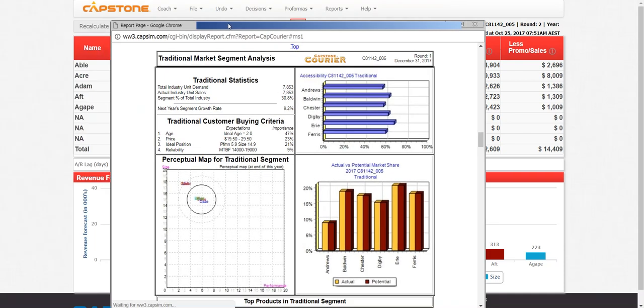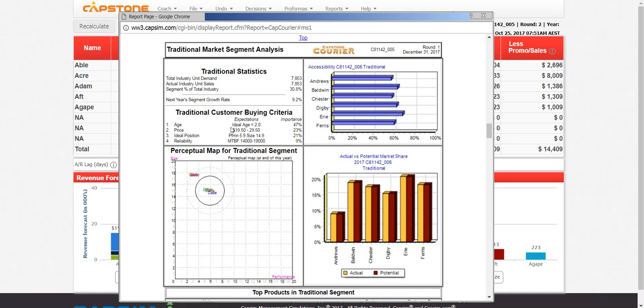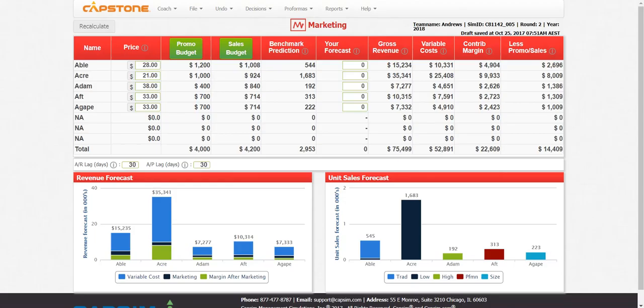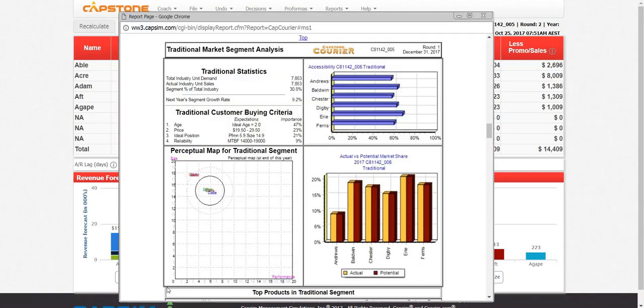What we're seeing now is information on that particular segment, a lot of information, but this is what we're interested in here. Look at the total industry demand, 7853. They're in millions, but we won't get tangled up in all the zeros. So the total industry demand last year was 7853. Let's put that into our calculator now. That's what it was last year.